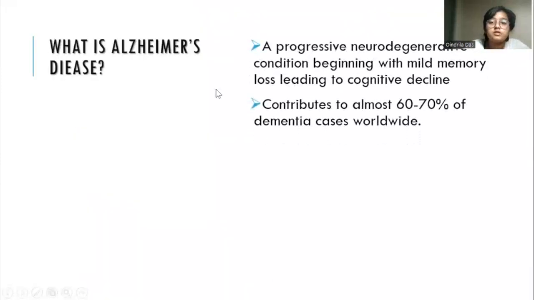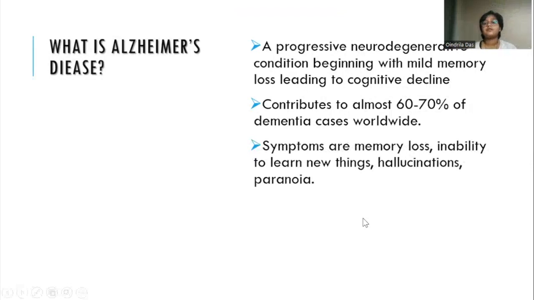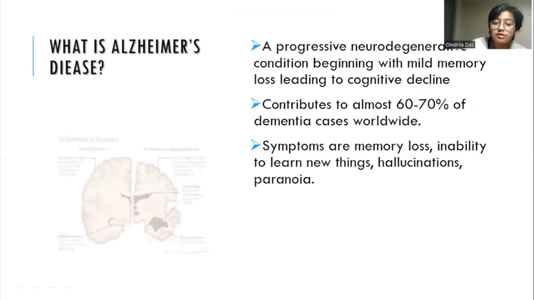Alzheimer's disease is a progressive neurodegenerative condition that leads to cognitive decline, and this contributes to around 60 to 70% of cases of dementia across the globe. Symptoms of Alzheimer's disease are memory loss, inability to learn, hallucinations, and paranoia.